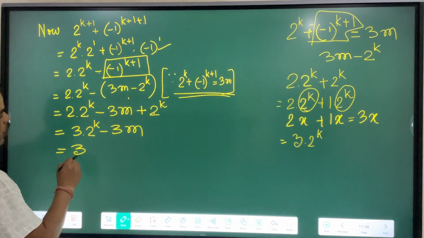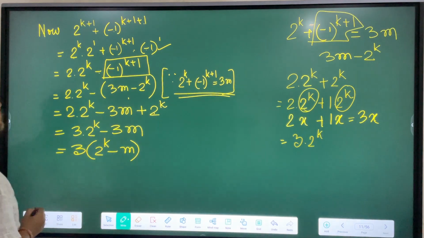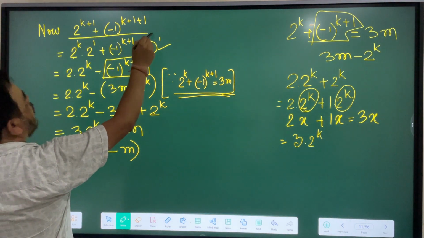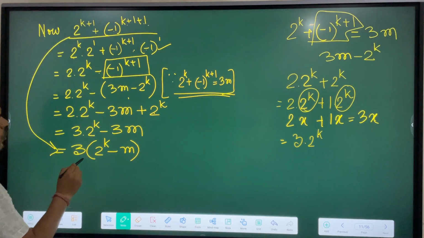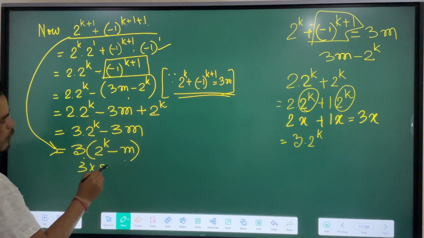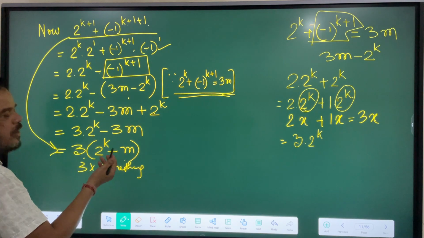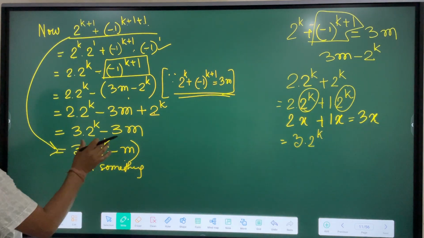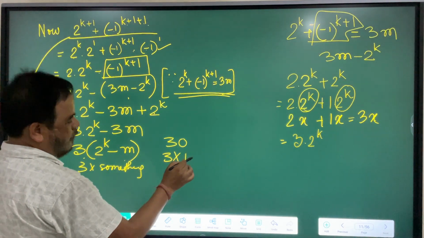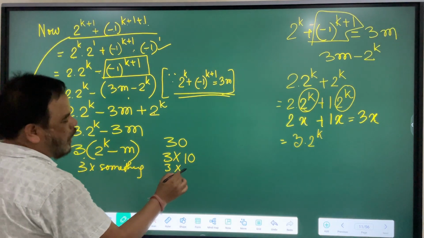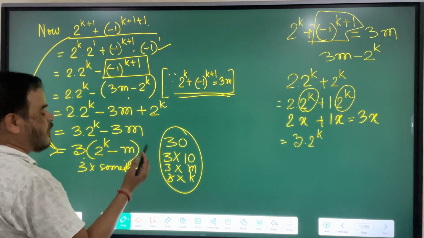Now we can take 3 common: 3 into (2 to the power k minus m). So 2 to the power k plus 1 plus (-1) to the power k plus 1 is equal to 3 into something. 3 into something is divisible by 3. Suppose we have got 30, then you can write 3 into 10. You can write 3 into m, 3 into k, 3 into anything. So 3 into anything will be divisible by 3.